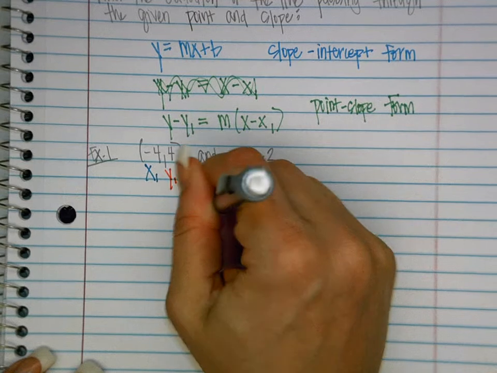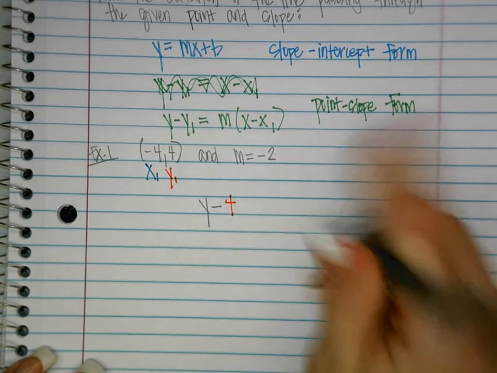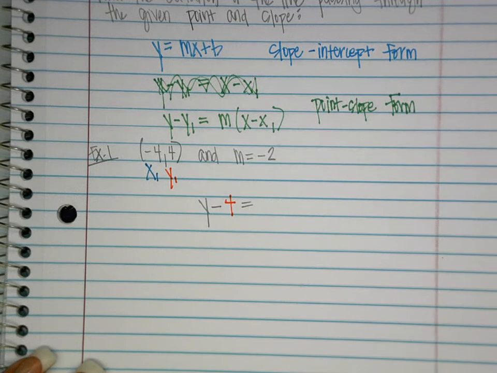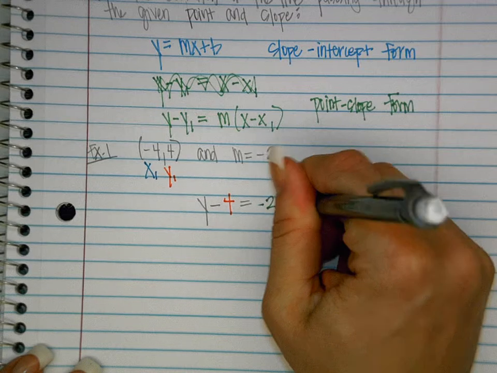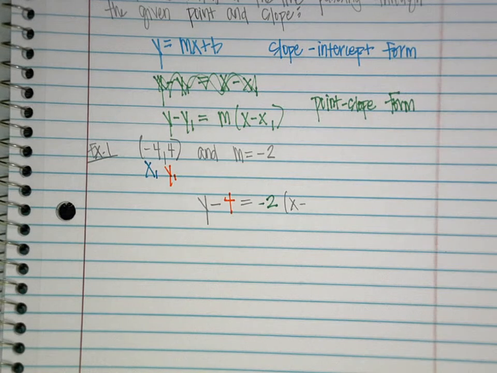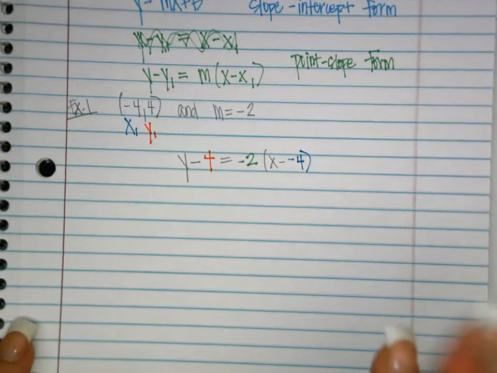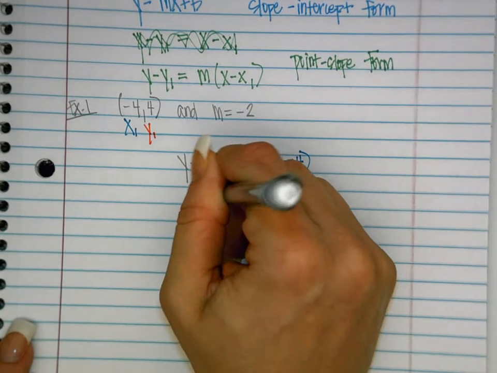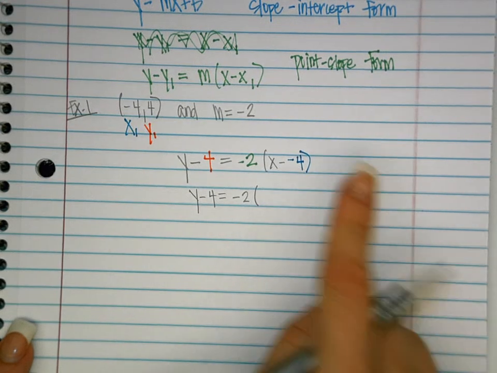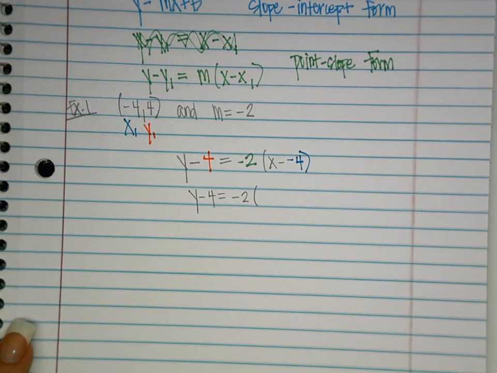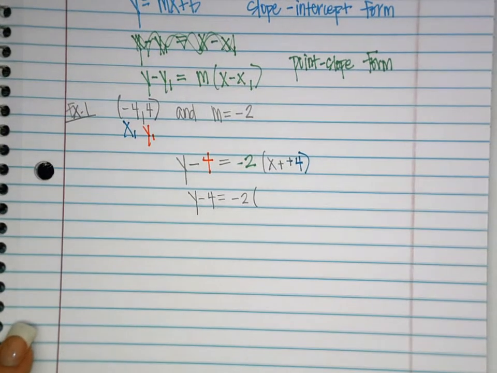So you do y minus, what's your y1? 4. Y minus 4 equals, what's your m? Negative 2, then parentheses, x minus, what's x1? Negative 4. Then we just have to clean things up. So you'd get y minus 4 equals negative 2 times x minus negative 4. What happens with that negative negative? Turns positive. So this is really x plus 4.